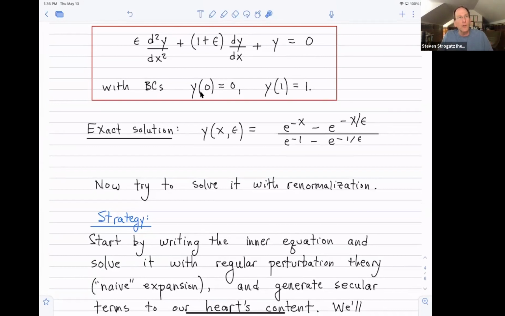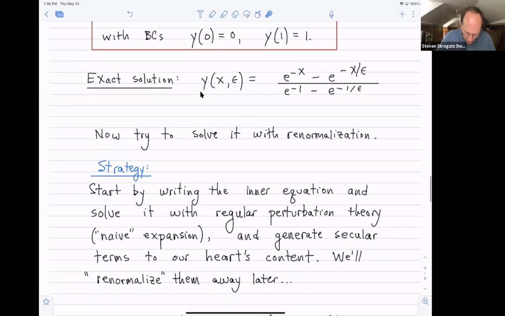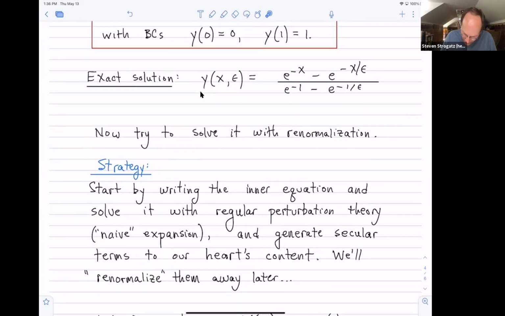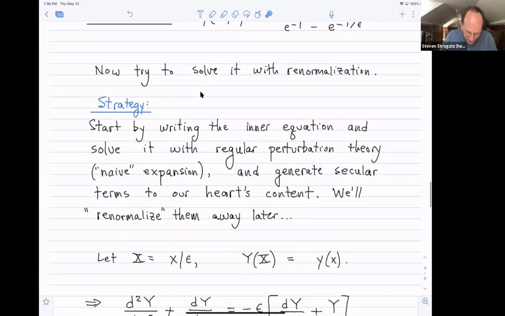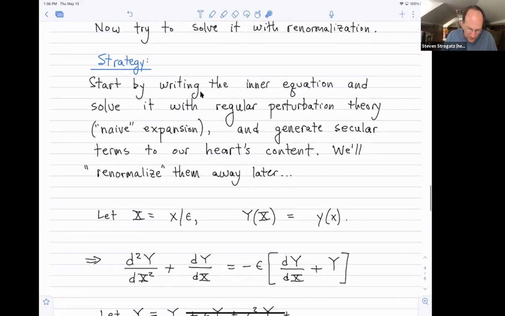The cool idea in renormalization is we're not scared of those secular terms. We just generate them and we don't worry about their secularity. We will find a way to tame them by renormalizing. But we do go ahead and generate them. Rather than killing off the secular terms, we let them flower and bloom, and they guide us in our renormalization. So we're going to renormalize them away later, but we're not scared of them when they come up. So, let me explain what I'm talking about.